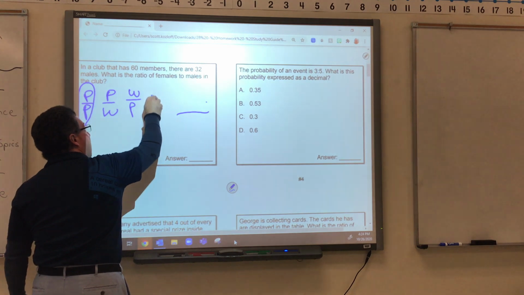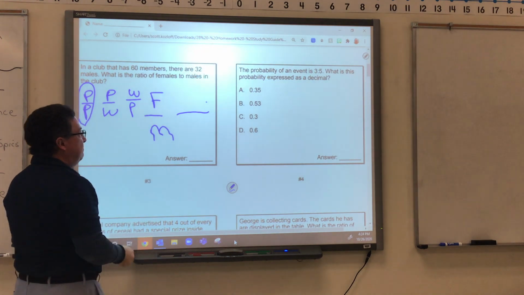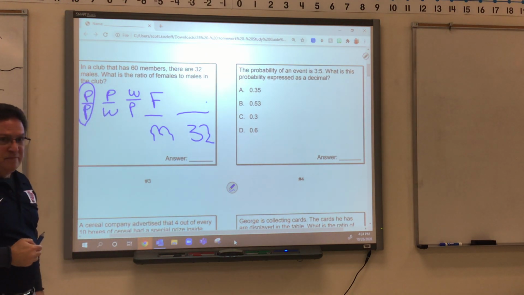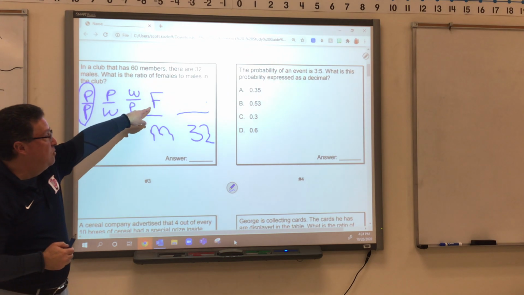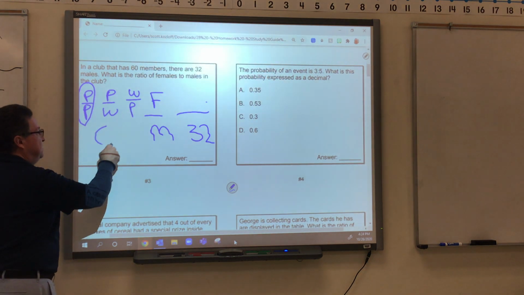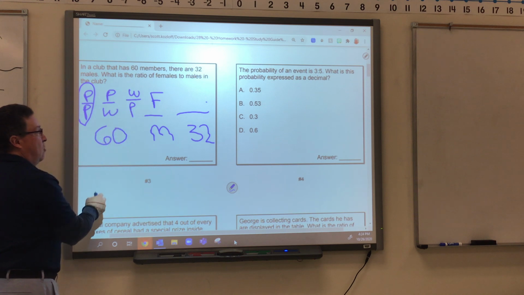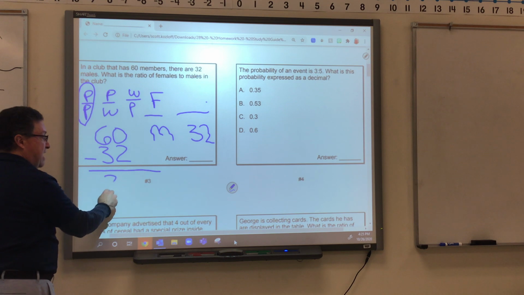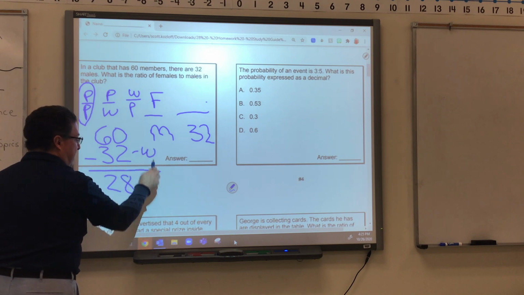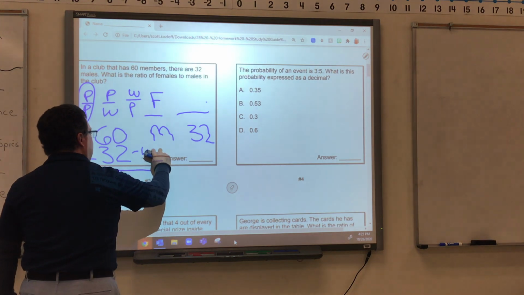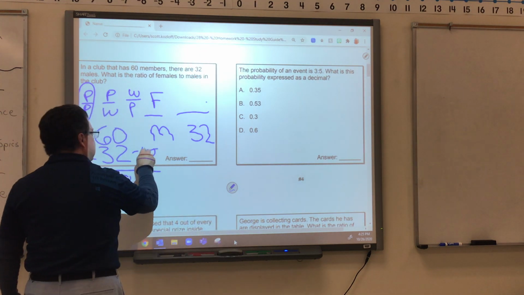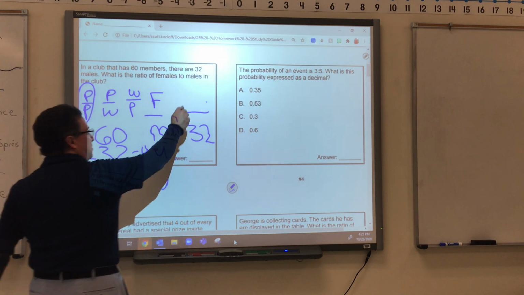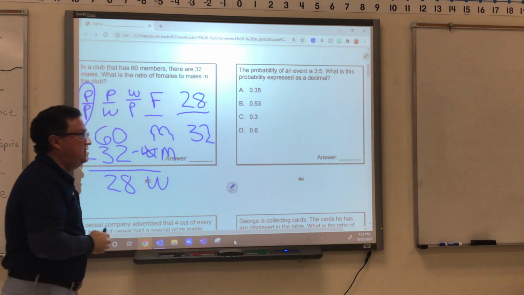So I'm going to write F/M. And again, I know the males are 32, so I'm going to put that on the bottom. I don't know how many women there are, but I do know there's 60 total, because that's the whole, and I know there are 32 guys. So if I subtract that, it tells me how many. Gosh, this is the problem I will never get correct. So this is going to be our men, this is going to be our women. So I'm going to take the 28 and I'm going to put it on top of the 32.